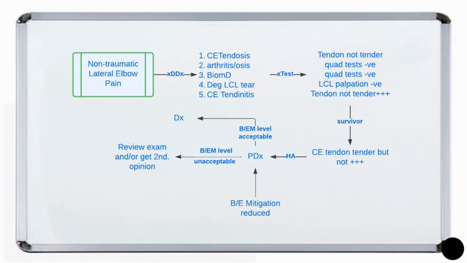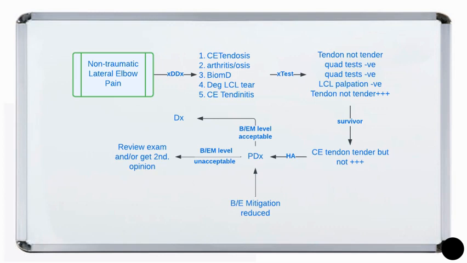Our differentials are common extensor tendinosis, arthritis or arthrosis, biomechanical dysfunction, degenerative lateral collateral ligament tear, or a common extensor tendinitis. There is a possibility this is referred, in which case all of the local signs and symptoms will be absent. So we do our exclusionary testing now.